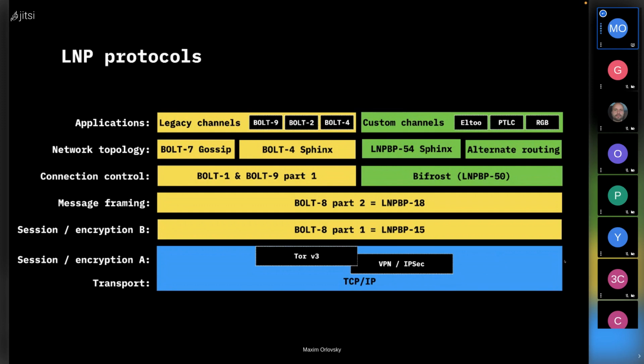We use a different connection protocol, and in the case of Bifrost, it's namely Bifrost, defined as LNPBP 50. And on top of those protocols, we have a set of protocols for working with network topology. These are network topology application level protocols. For Bifrost, we will not use a gossiping mechanism like the one used in Bolt 7. We will use more efficient forms of routing.